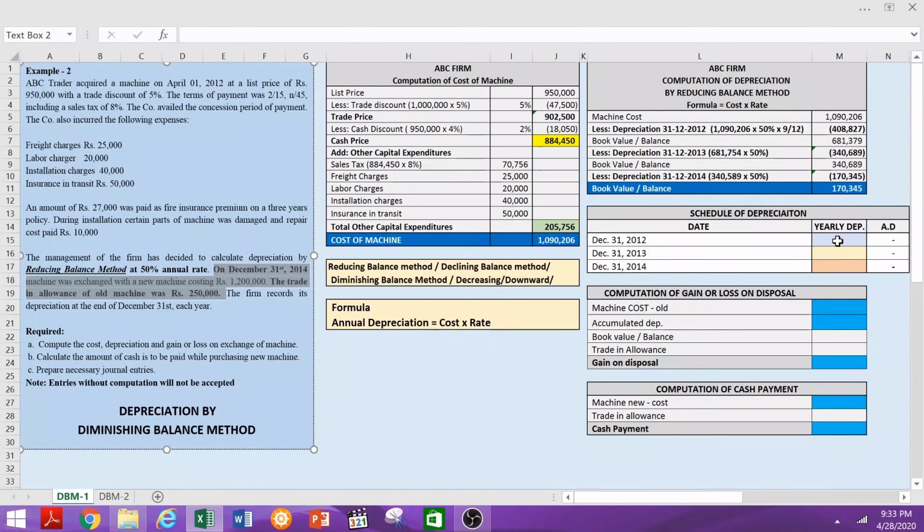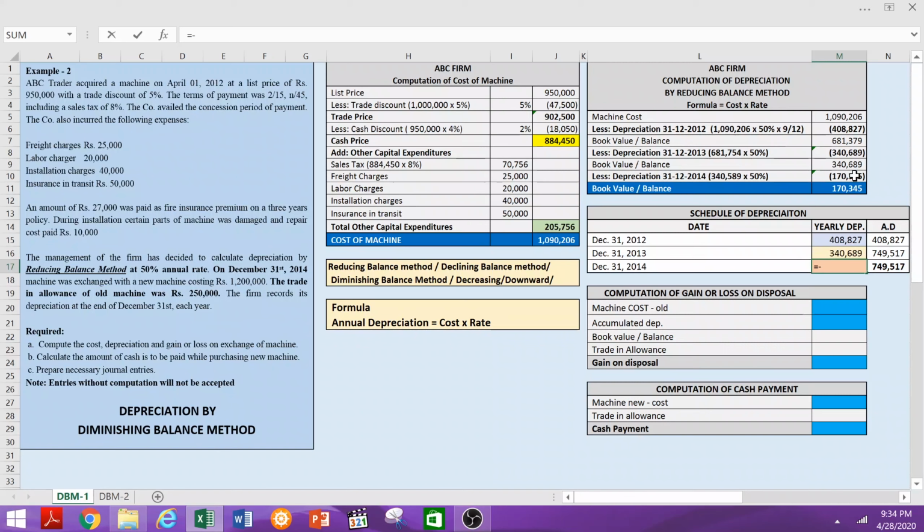So now let me write here the depreciation for each year separately. What was the answer for the first year? Here you can see the depreciation for the first year, that is December 31st 2012, is equal to 4,08,827. What is the answer for the second year? Here you can see December 31st 2013. So we are writing depreciation for the second year, that is December 31st 2013.